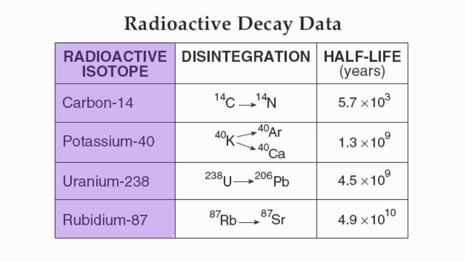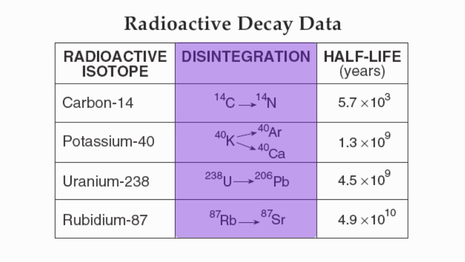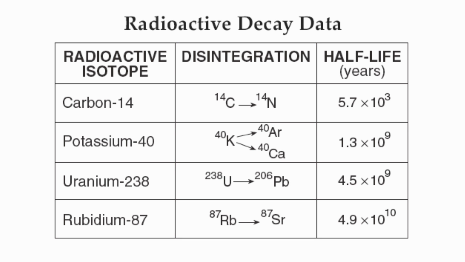So the first row on the left are your isotopes: carbon-14, potassium-40, uranium-238, and rubidium-87. The middle row is all about the daughter product, what these things are going to change into, given enough time. And then finally the half-life, how many years it takes for half of your isotope to change into its decay product. So the first one that we're going to focus on is going to be your carbon-14.